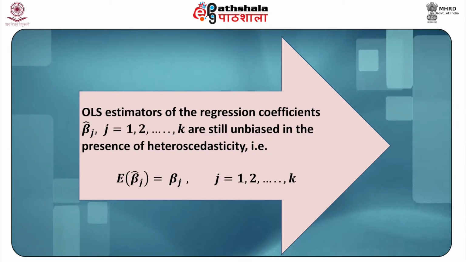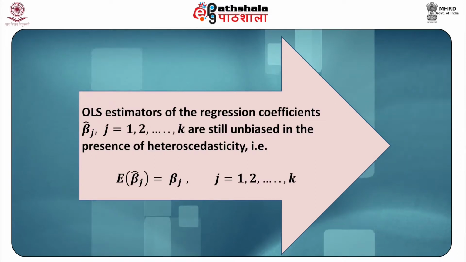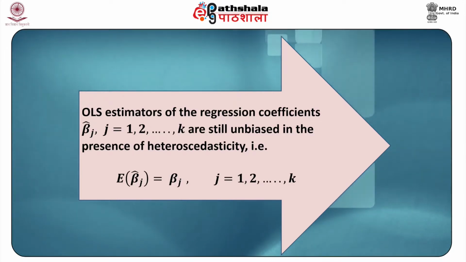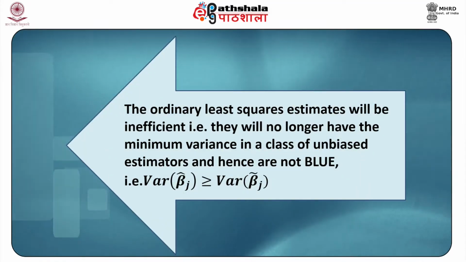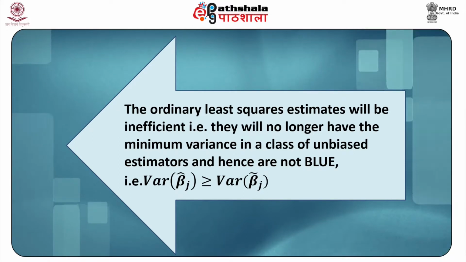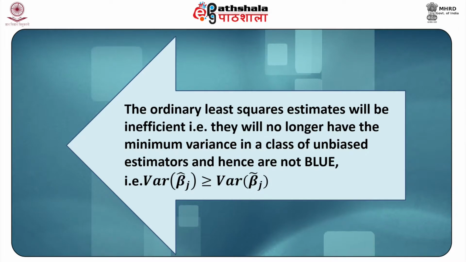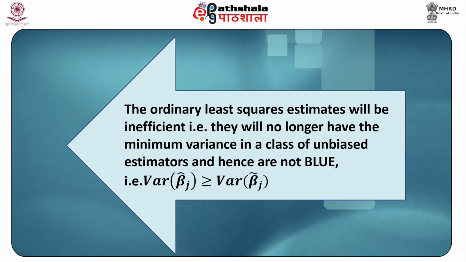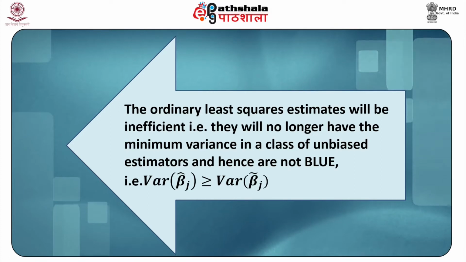The OLS estimators of the regression coefficients beta j hat, where j may change from 1 to k, are still unbiased in the presence of heteroscedasticity. That is, expected value of beta j hat is equal to beta j, where j is equal to 1 to k. The second point we want to make is that the ordinary least squares estimates will be inefficient. They will no longer have the minimum variance in a class of unbiased estimators and hence are not BLUE, which means variance of beta j hat is greater than or equal to variance of beta j tilde, where beta j hat is the OLS estimator that ignores heteroscedasticity and beta j tilde is another linear unbiased estimator that explicitly takes heteroscedasticity into account.